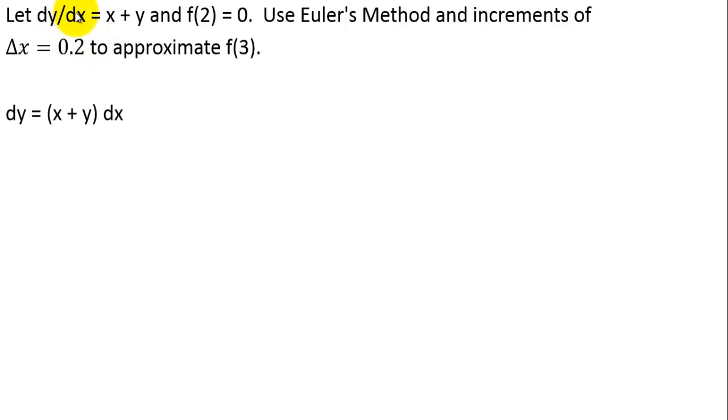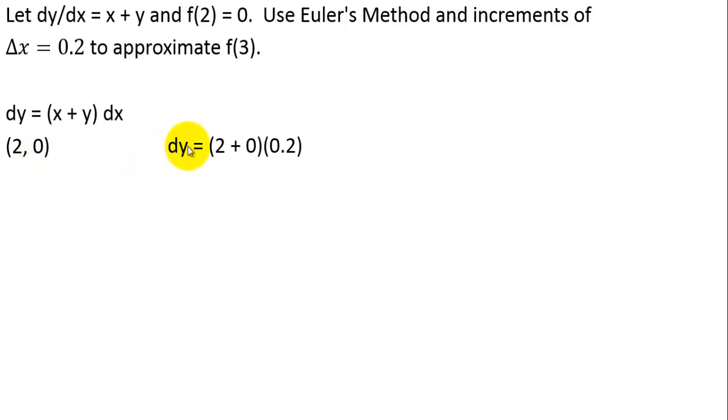If we multiply both sides by dx, the dx cancels out on the left side, and then the dx moves over to the right side. So we have dy equals x plus y dx, and that's just from splitting the differentials. They've told us that f of 2 equals 0, so we start out with the point 2, 0.